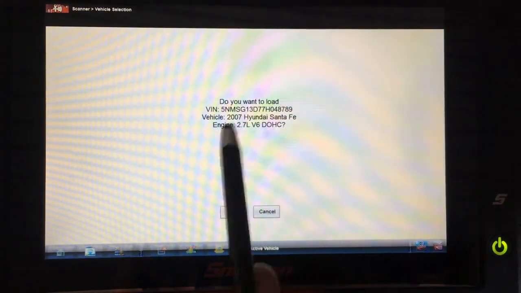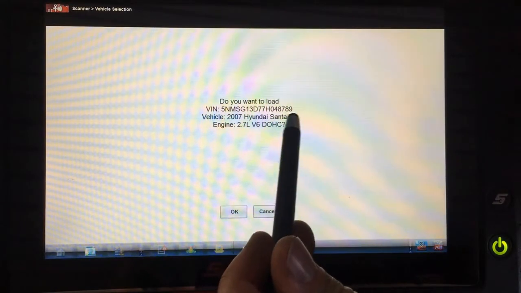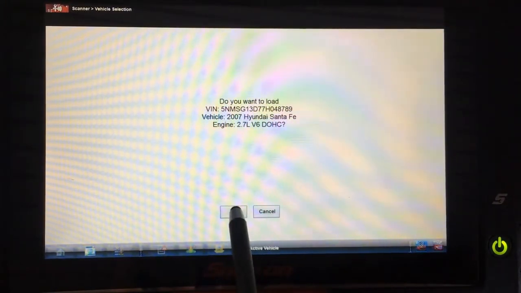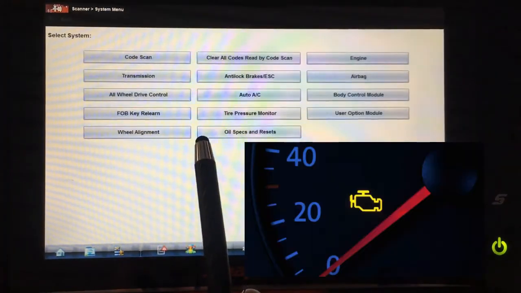Otherwise we gotta enter it. Yep, so 2007 Honda Santa Fe 2.7 liter V6. Yep, that's it. All right, so we're gonna cut to the chase. We know we have a check engine light on.